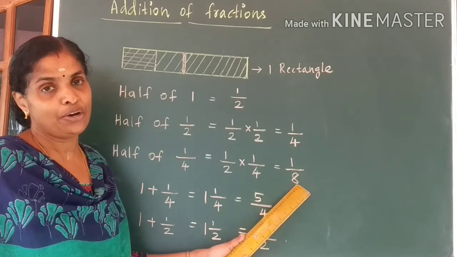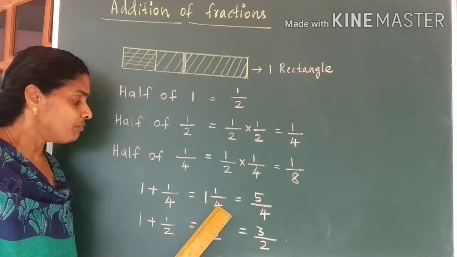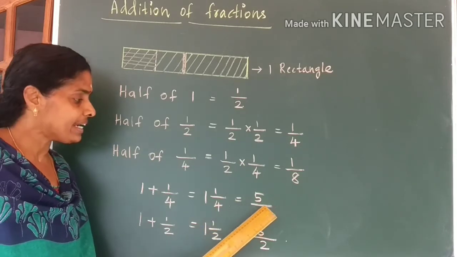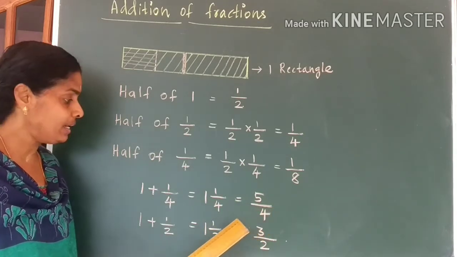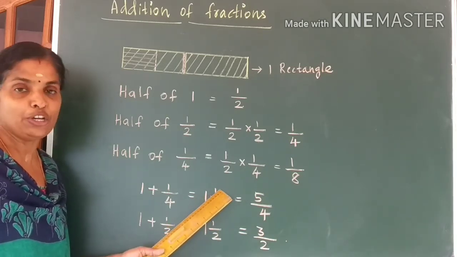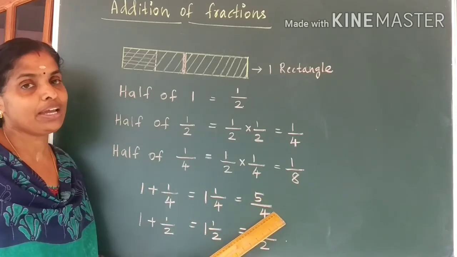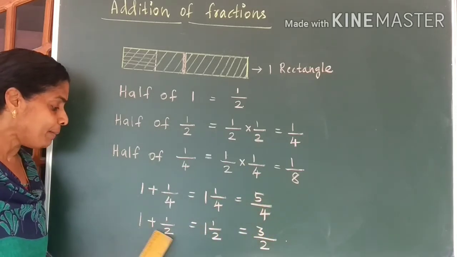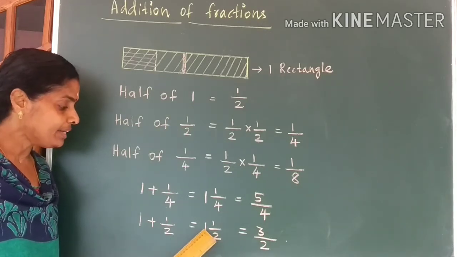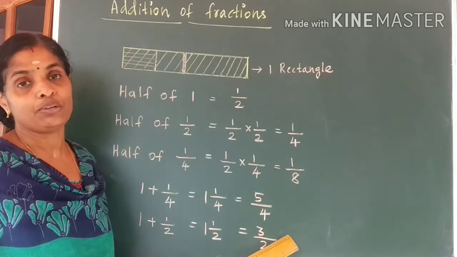Also, addition of fractions. 1 plus 1 by 4 is equal to 1 1 by 4, which is a mixed fraction. We can write it as an improper fraction by multiplying with the denominator and adding the numerator. So 1 1 by 4 becomes 5 by 4. Look at one more example. 1 plus half gives you 1 and half. 1 into 2, 2 plus 1, 3. So you get 3 by 2.